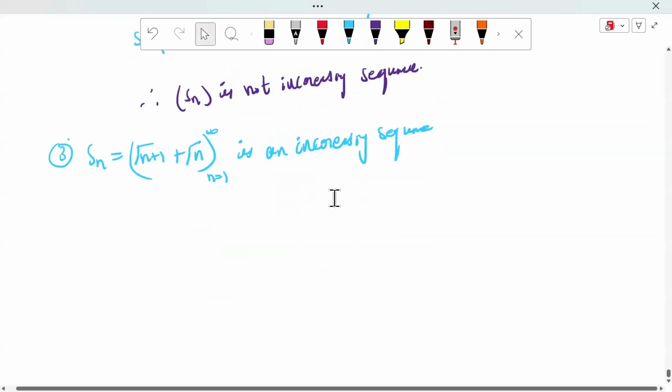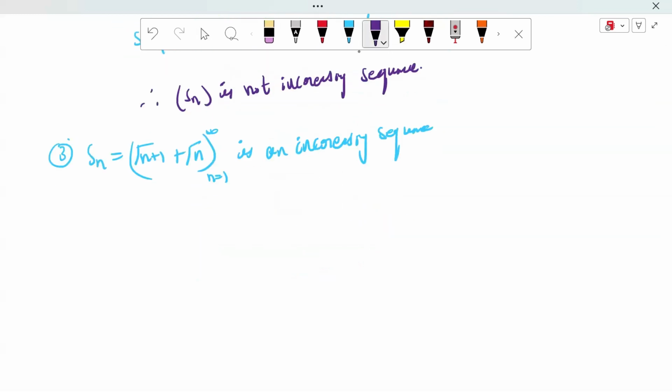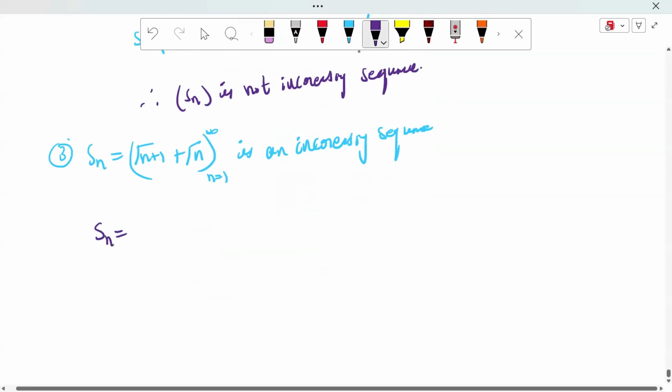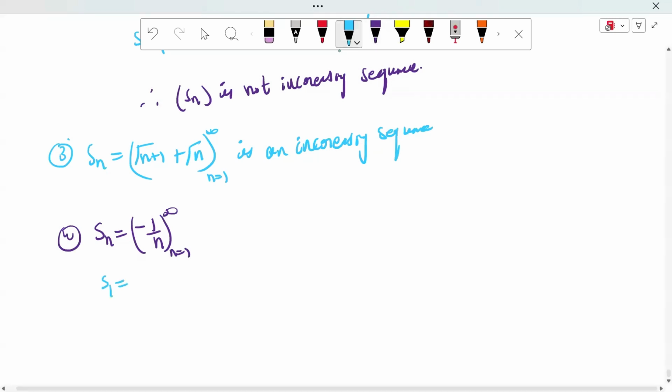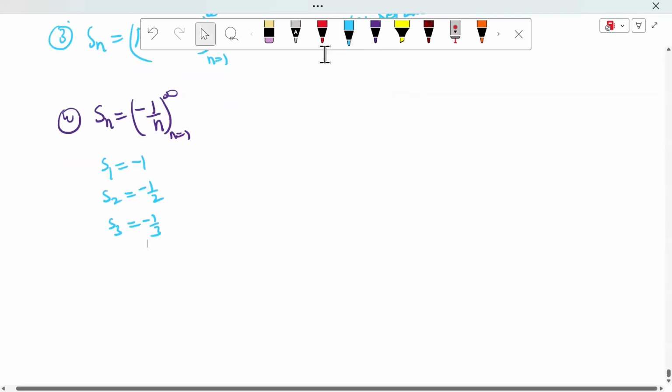For example, Sn is equal to minus 1 by n. This is the fourth example, n from 1 to infinity. What is S1? S1 is minus 1. What is S2? Minus 1 by 2. What is S3? Minus 1 by 3, and so on.